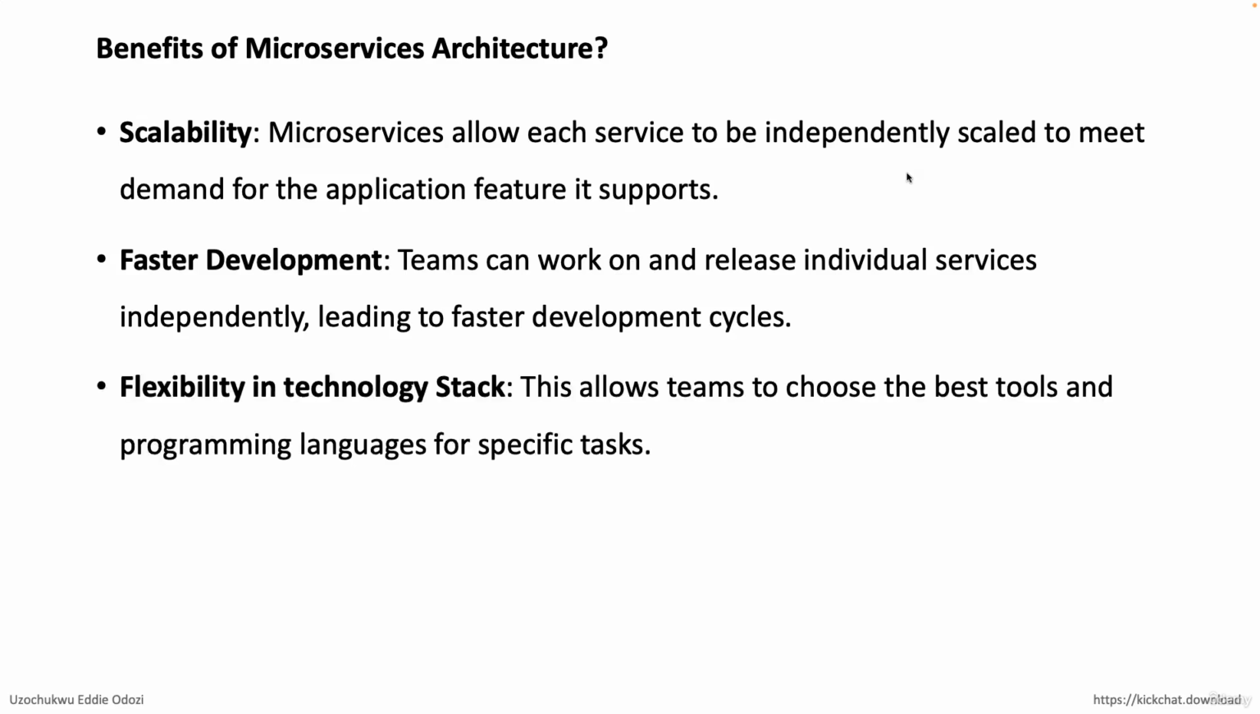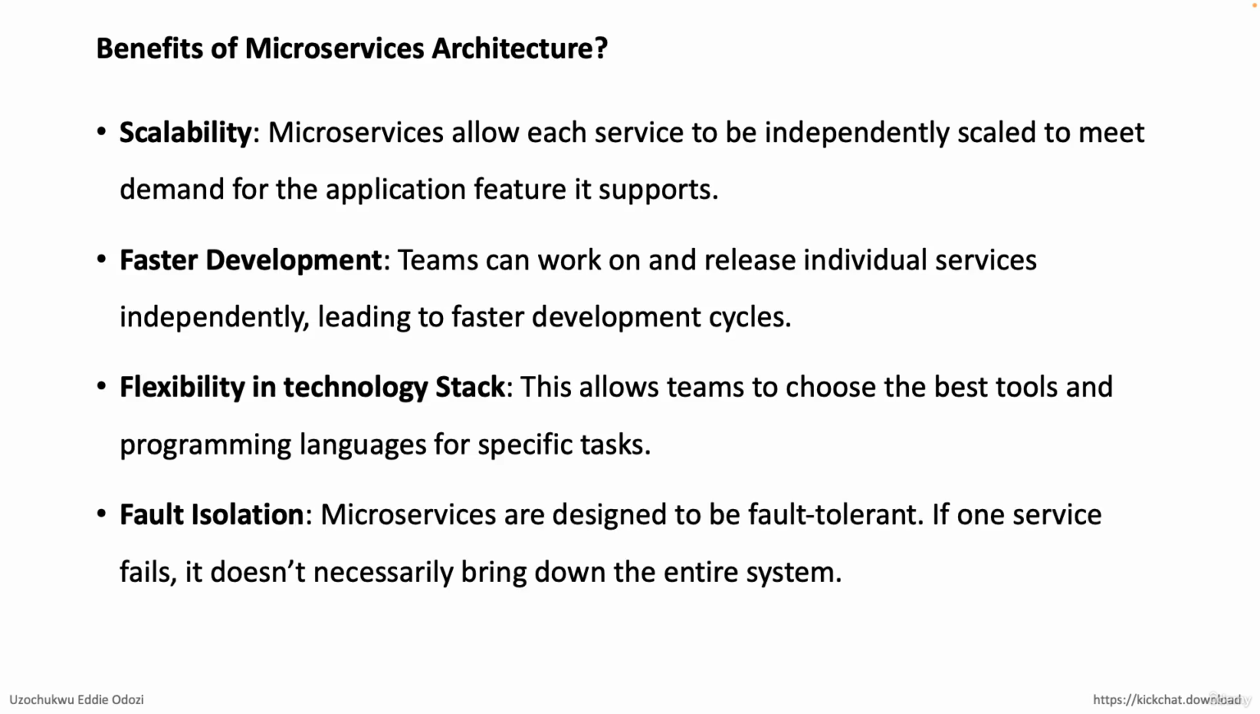Now, for this, there is flexibility in technology stack. Unlike monolithic architecture where the application uses only one technology stack, here there is flexibility in technology stack. This allows teams to choose the best tools and programming languages for specific tasks. So the team building the authentication service could decide, okay, I think Python will be best suited for that. The team building the payments could decide, okay, we're going to use Java. The team building the products service could say, okay, .NET is best suited for it. So there is flexibility in technology stack.